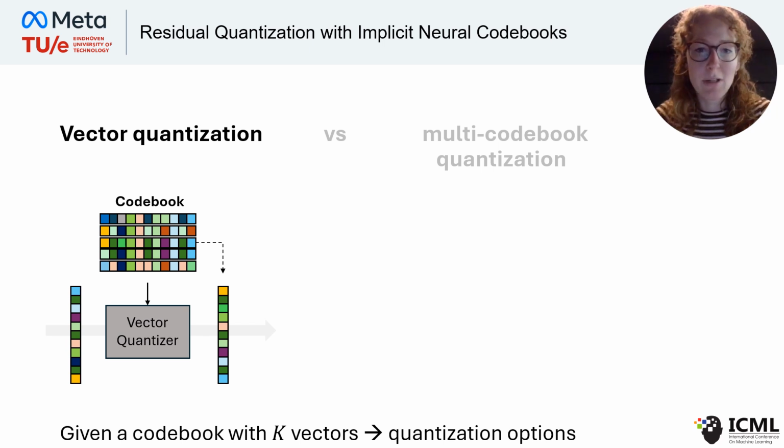So let's first all get on the same page. In vector quantization, we have a codebook with k learned quantization vectors or centroids, and a vector quantizer, given an incoming vector, selects the centroid that best matches your vector based on a certain distance measure.